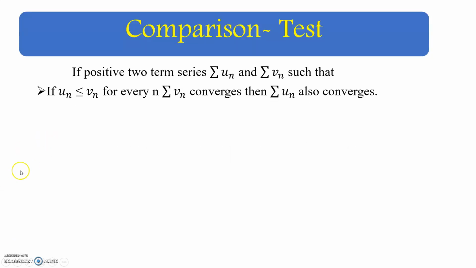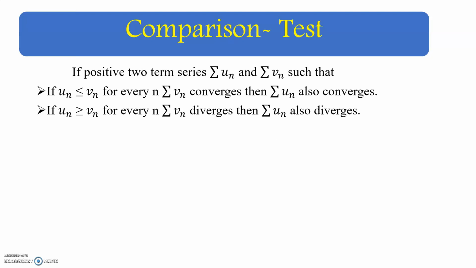Comparison test: if two positive term series summation un and summation vn are such that un is less than or equal to vn for every n, and summation vn converges, then summation un also converges. Next condition: if un is greater than or equal to vn for every n, and summation vn diverges, then summation un also diverges.